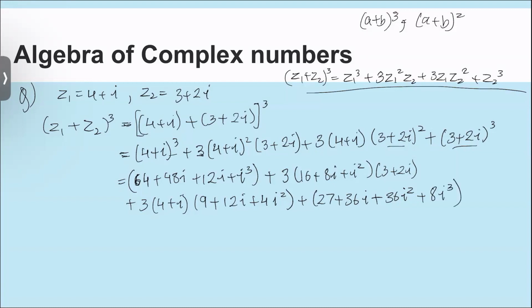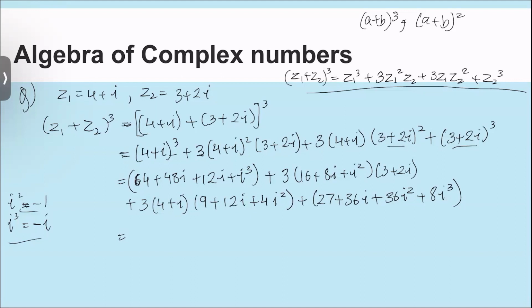Okay, so now we have to remember that i squared is equal to minus 1, and i cube is equal to minus i. These are some of the general powers of i that we know, and we had already proven it in previous classes. So we will substitute for those wherever we have got it.